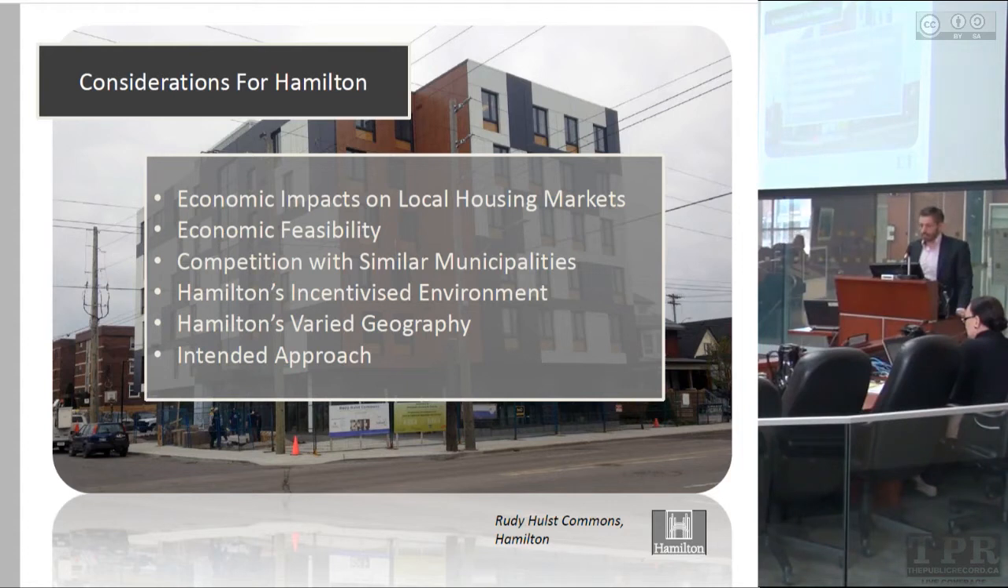Another important consideration is Hamilton's varied geography. It's very different to the Torontos of this world, which predominantly will be dealing with multiple dwelling developments. Hamilton has a rural, suburban, and urban area. One program that fits all is hugely unlikely. Hamilton will then have to decide whether they only implement inclusionary zoning for certain areas, or maybe even have different frameworks for different portions of the city.